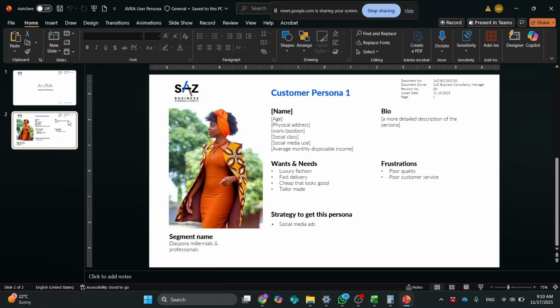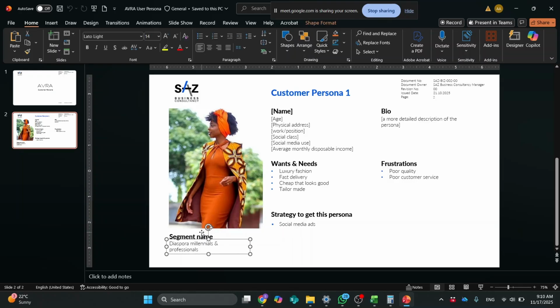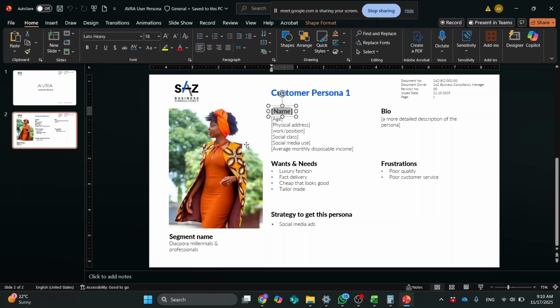This is an example. I just picked a picture from WhatsApp. We'll give the segment a name. So this is like diaspora, millennials, and professionals. Or we can say this is, I don't know, the hustling woman, we just give it a name. And then we start by coming up with a name for this person. So this person, to me, looks like, I don't know if it's a Mary, a Sophie, or whatever. So this is Sophie. Customer persona 1 is Sophie.